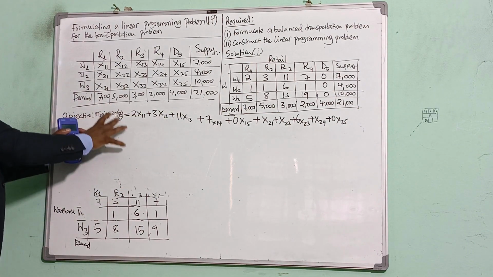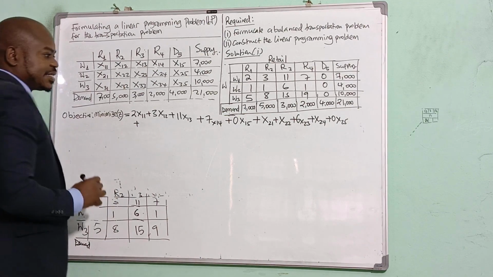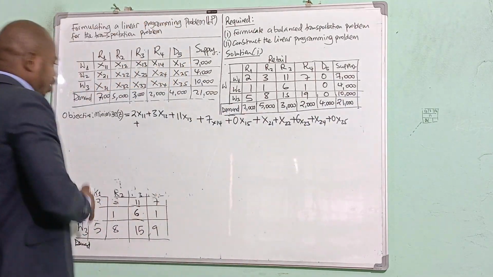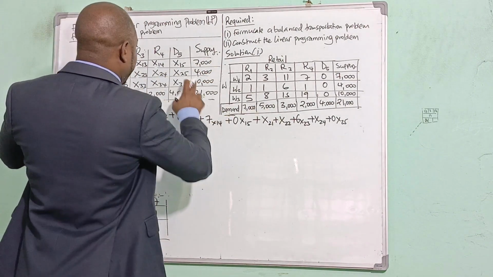So I'm showing the objective function, which is minimization, and then I say plus. Okay, if you have got enough space, it's just good to write it in one single row. Okay, so I'm done up to here.